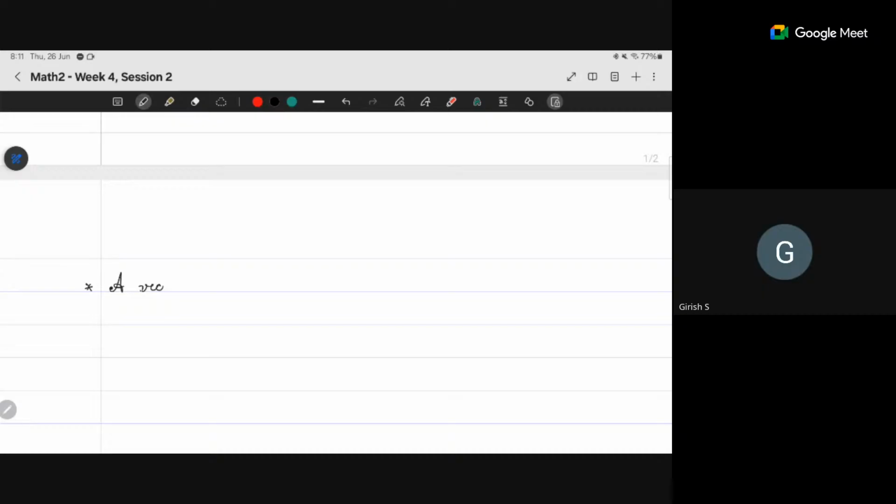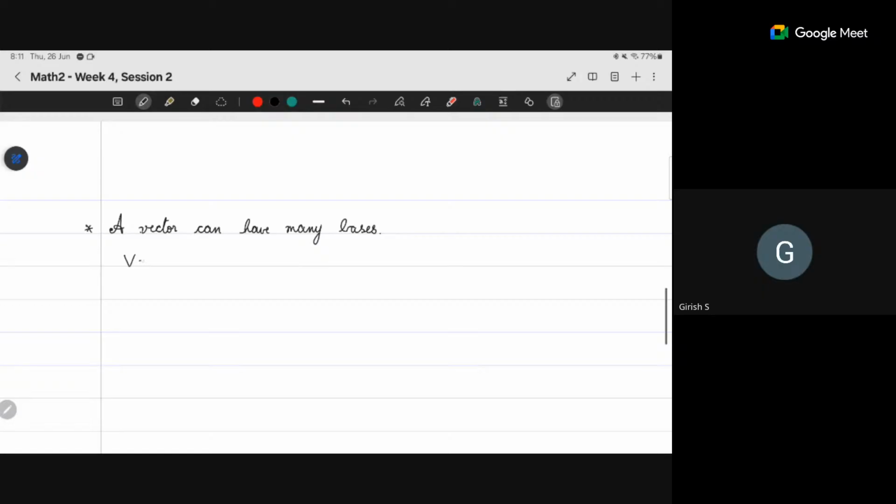A vector space can have many bases, bases being the plural of basis. So let's take for an example R2 itself. What is the standard basis for R2? (1,0), (0,1). Yeah, these are the standard basis vectors. We had seen that this actually forms a basis. Now let me take something else.